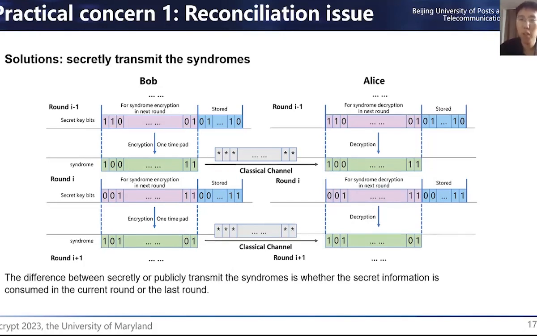We do need a secret key bit string for starting the protocol. However, as long as the protocol is started, a secret key rate no less than the traditional error correction strategy can be achieved. The key point is once the syndromes are encrypted, it will not leak information. Equivalently, it turns into the consumption of the existing secret key bits. The difference between secretly or publicly transmitted syndromes is whether the secret information is consumed in the current round or the last round, so the reconciliation efficiency is not affected.